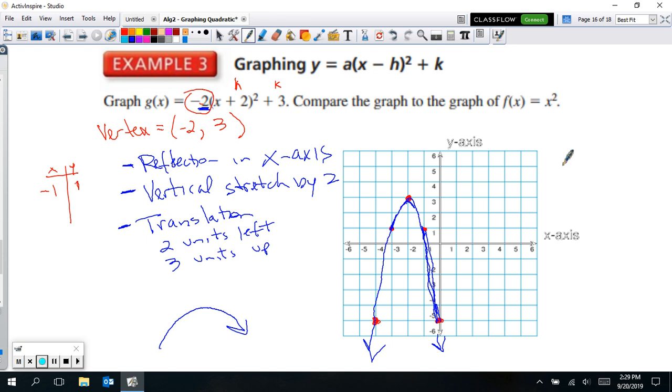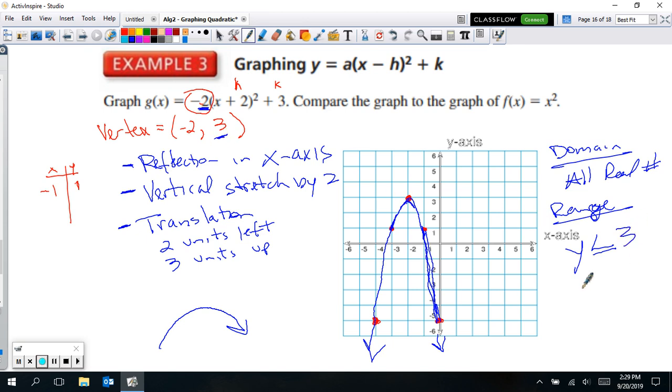And as far as domain and range, we know the domain is always going to be the same. We know that's all real. But what about our range on this one? That one might have changed here. Still going to use the y. Is it greater than or less than on this one? This time it's less than, so that definitely changed. Less than or equal to from where? From 3, exactly. From that number 3 on the vertex. That's our range on this one.